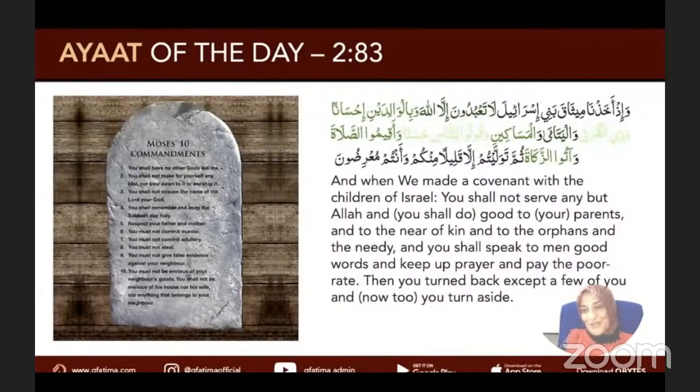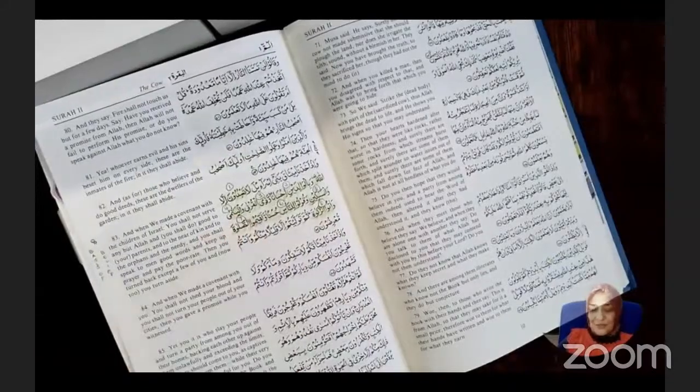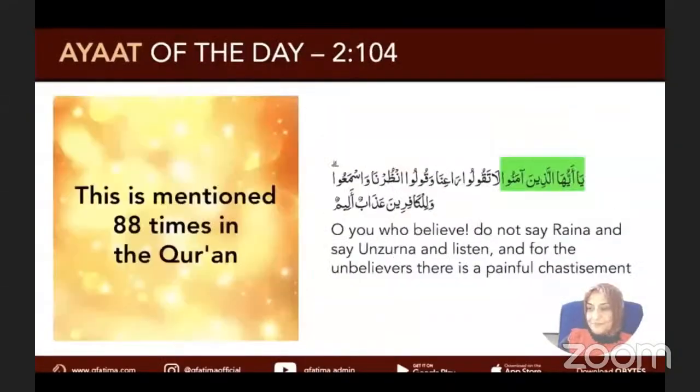So highlight it, put numbers on them as well. Just as I have done, inshallah, like that. And you can highlight and put numbers on. Right, let's go to the next one.